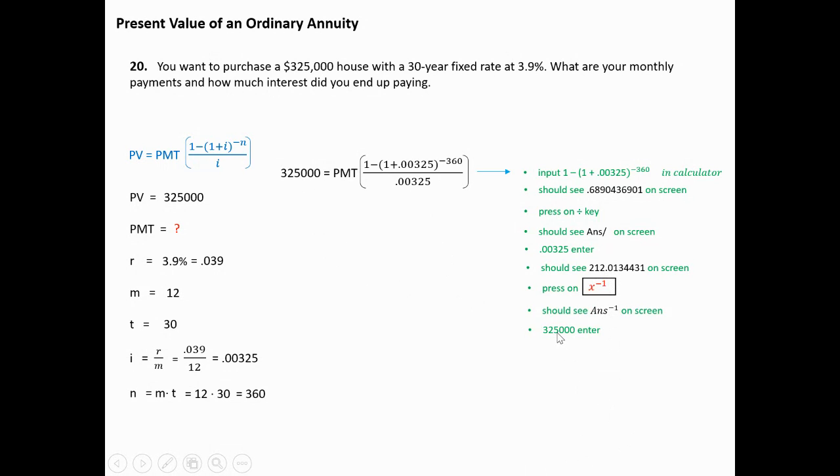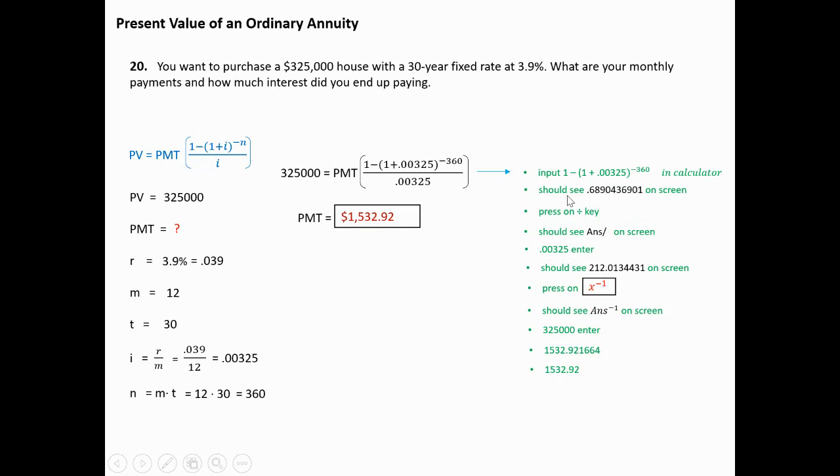So you're going to enter 325,000. Then you enter. So this is the answer here, guys. These are your monthly payments. Round it to the nearest penny. It's going to give us $1,532.92. So that's your monthly payment.